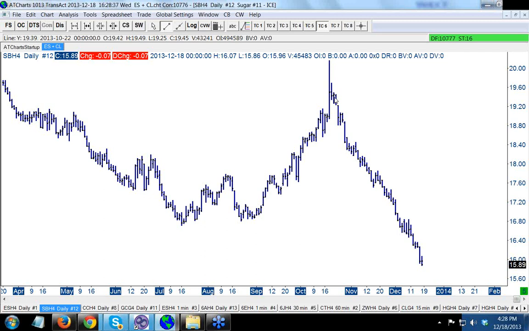Over 3 cents. Every cent is $1,120, so that's over $3,300. It took about a couple of months from October till December, but it was shallow, shallow, shallow, shallow. This is not something you want to go long on.